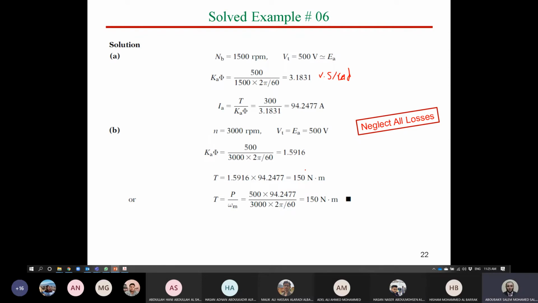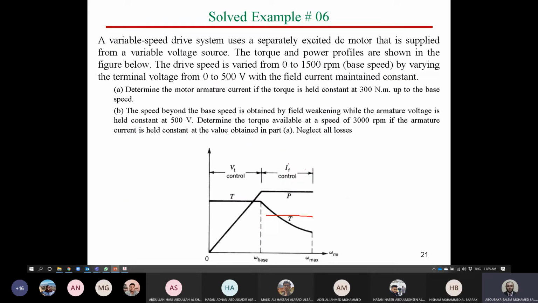So here in this problem, similar to the previous problem, we used V control in the first part, at speed lower than rated or base speed, and we used field control in the field weakening part in order to make overspeed, or increase our motor speed, at the same constant power. Right.